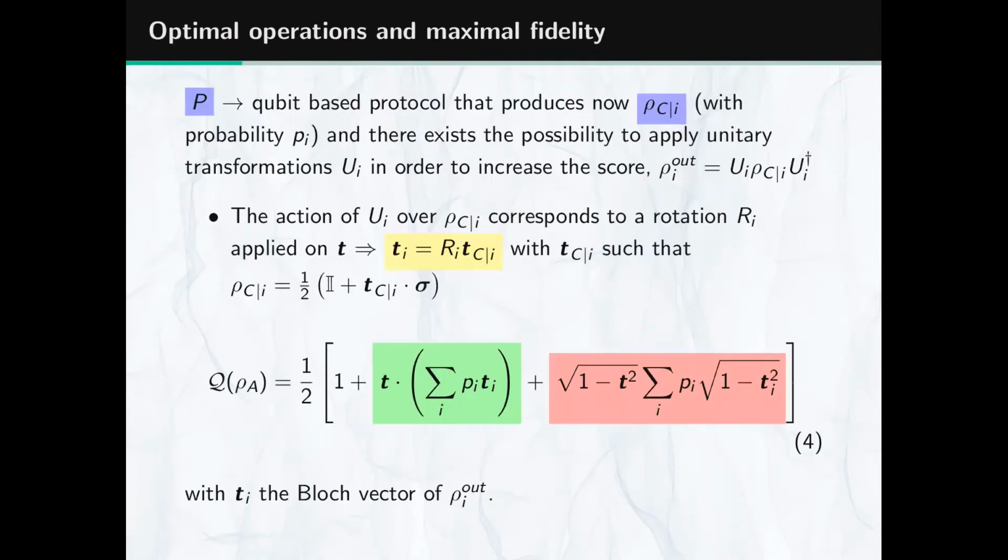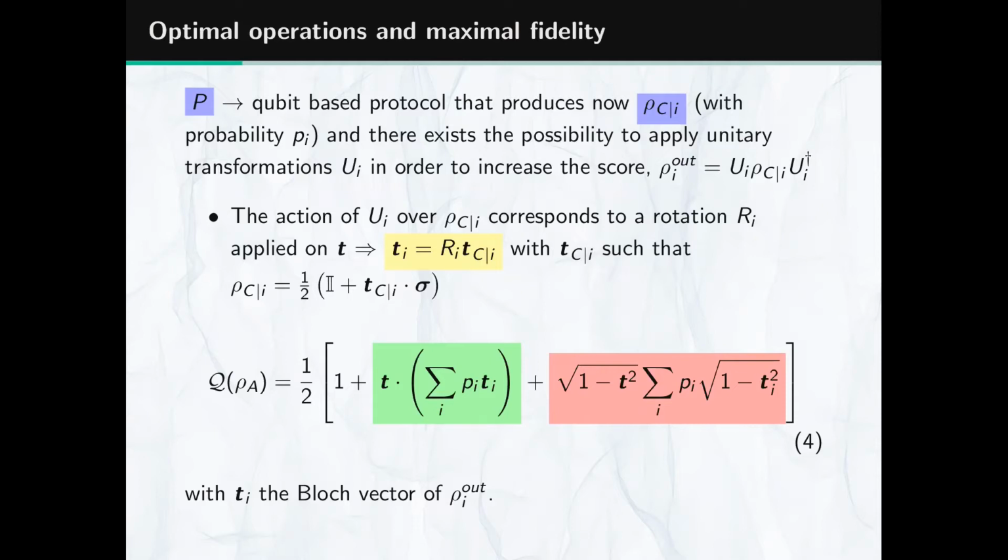Well, let's consider now a step before. Let's say that you have a protocol that produces conditional states, given by this matrix. Now, let's say that we have the possibility to perform unitary operations in order to increase your score, all right?